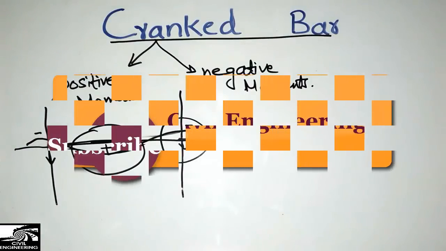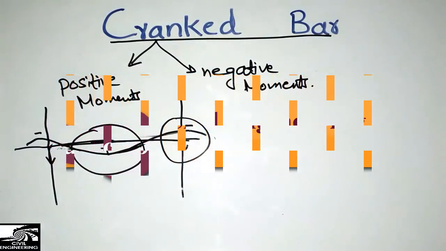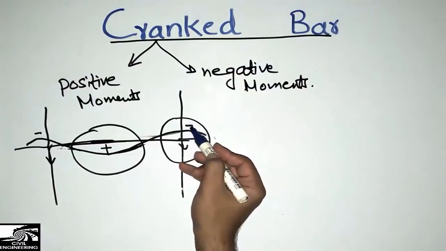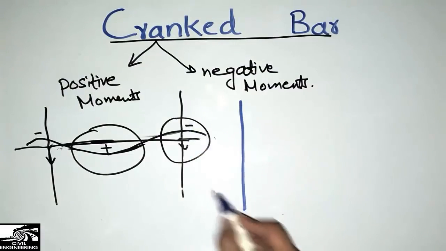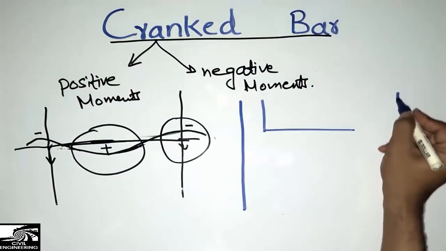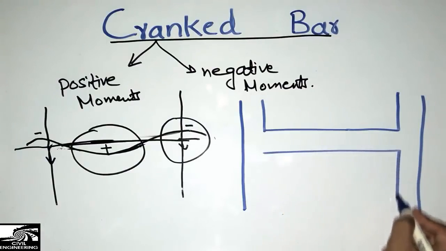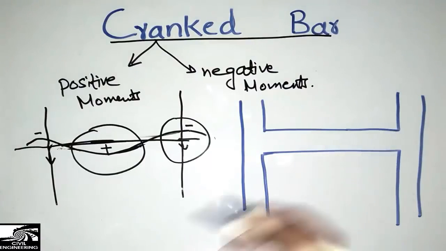So what are these crank bars? These crank bars are used to resist both this positive moment as well as the negative moment. Consider the same example: this is the beam, and these are the columns.